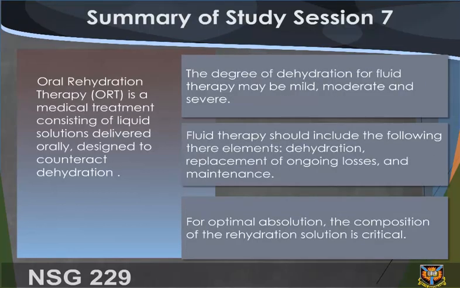Summary: oral rehydration therapy (ORT) is a medical treatment consisting of liquid solutions delivered orally designed to counteract dehydration. The degree of dehydration for fluid therapy may be mild, moderate, and severe. Fluid therapy should include the following 3 elements: rehydration, replacement of ongoing losses, and maintenance. For optimal absorption, the composition of the rehydration solution is critical.